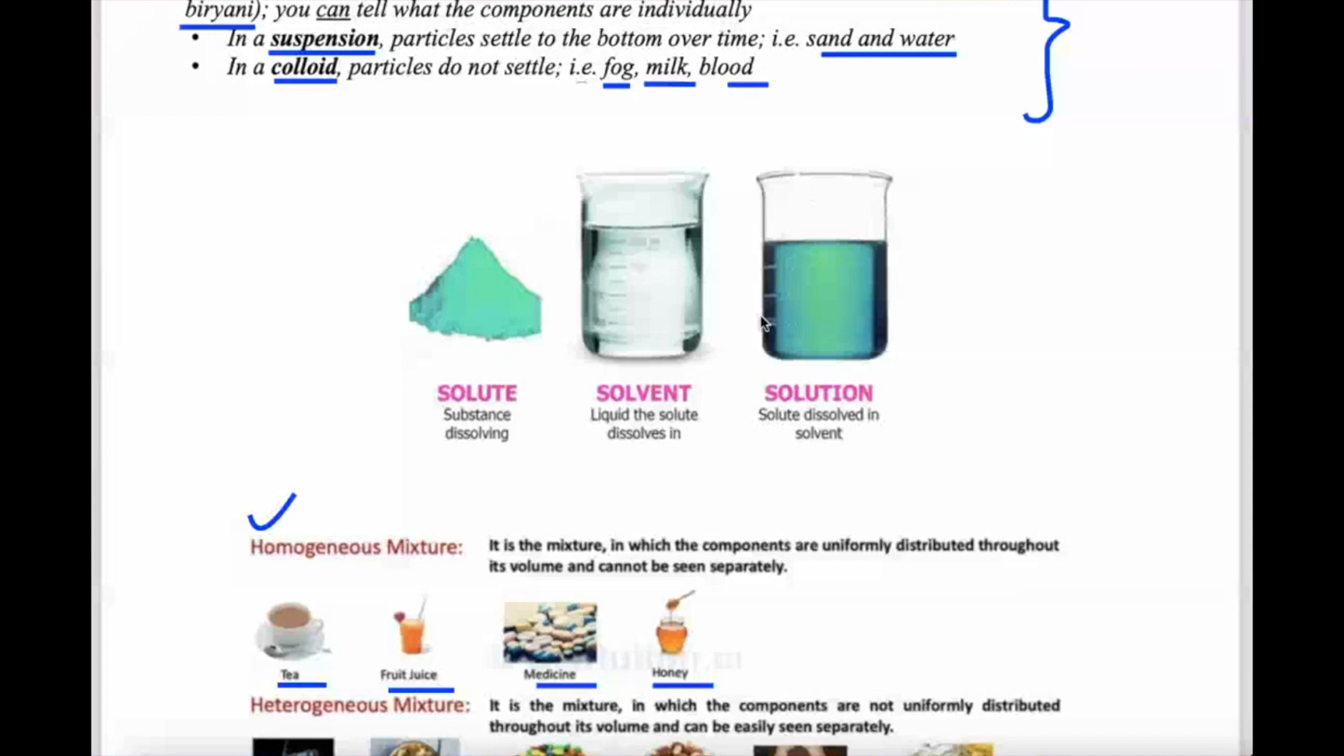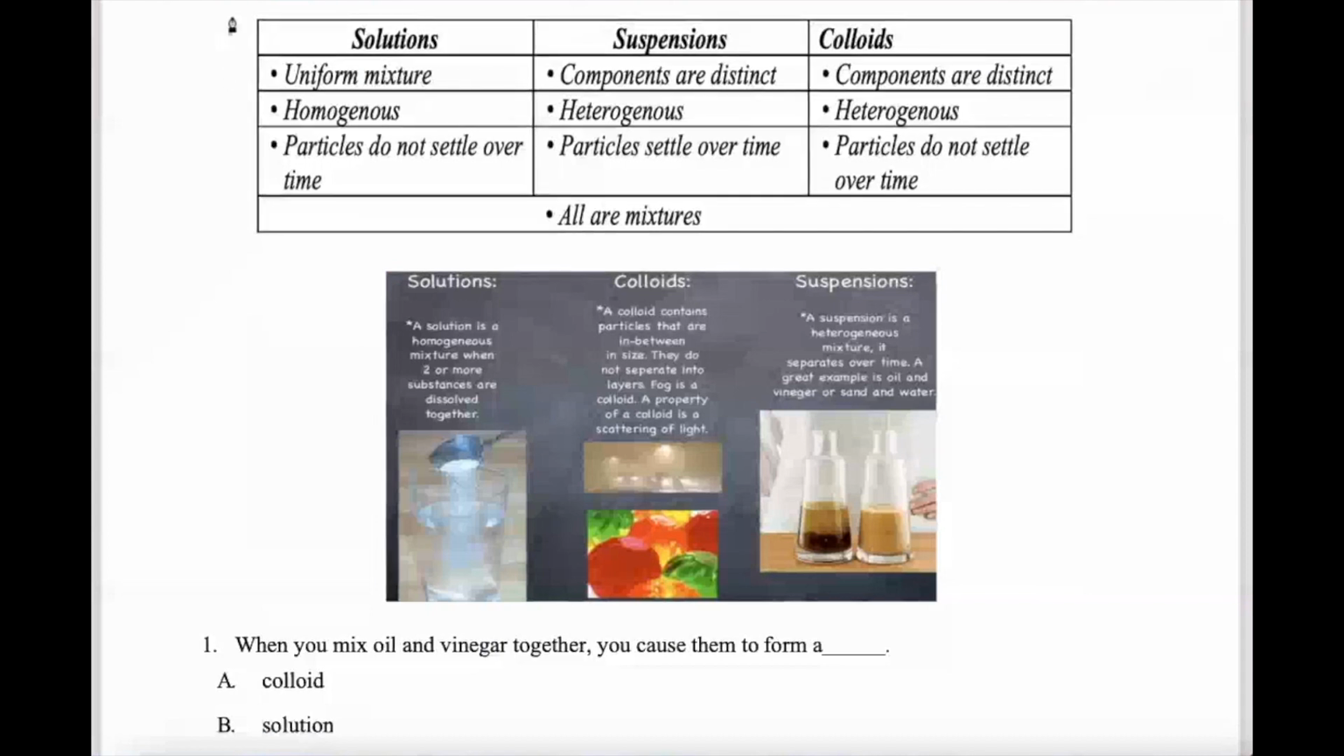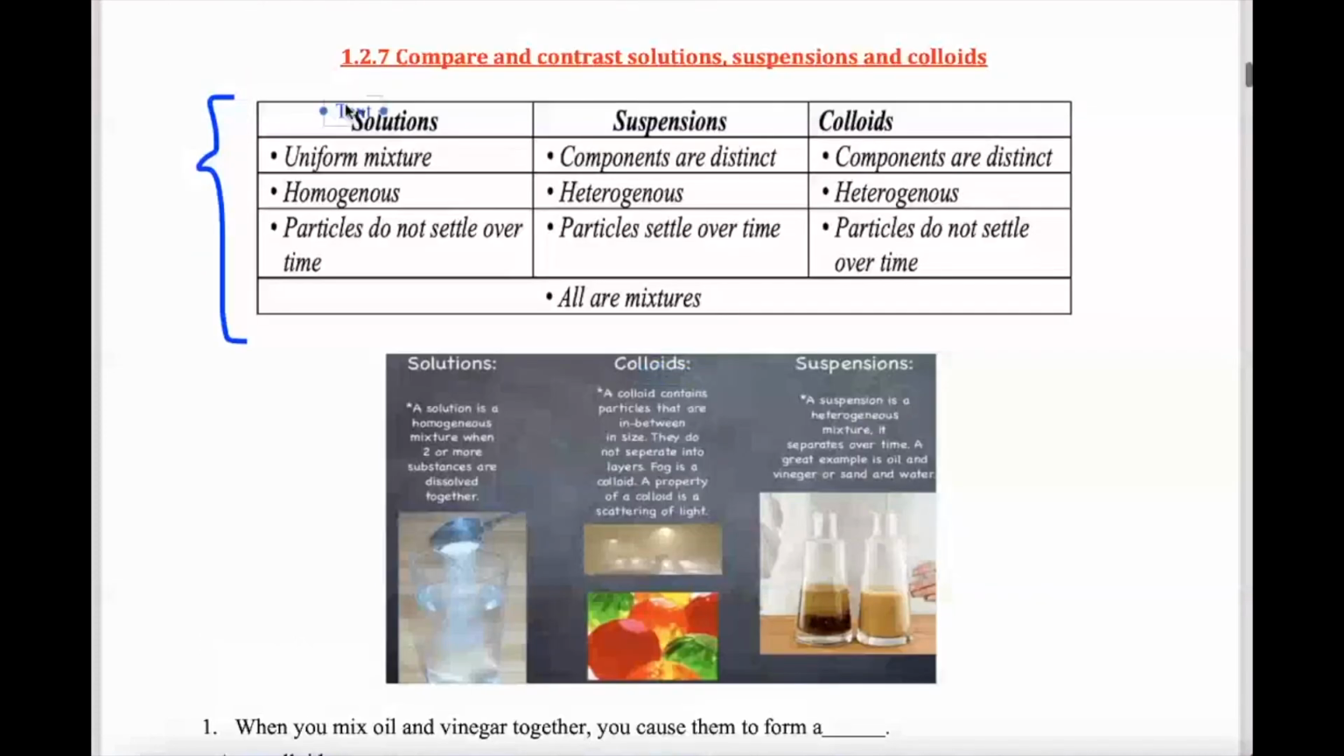If you leave them generally, they may not settle, or even if they settle, they take a long time. Anyhow, boys, this is a table, and this table tells you the difference between a solution, suspension, and colloid. Remember, whenever we say solution, it means homogeneous. It is automatically called homogeneous. And if we say suspension and colloid, these two we mean as heterogeneous.